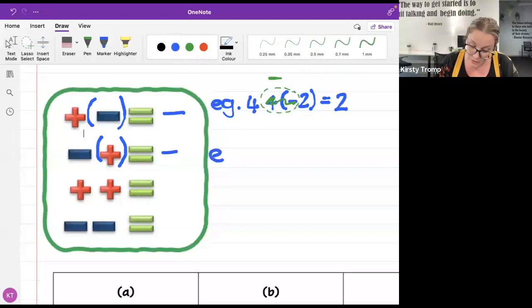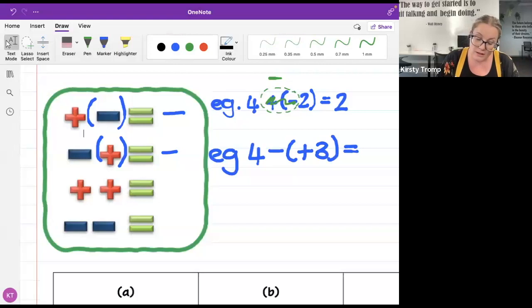So again, for example, if I've got 4 minus positive 3, let's say, equals, well, I take my pencil and draw my circle around the signs because they're right next to each other. I'm seeing a negative sign and a positive sign next to each other, so I'm going to cross them out, and I'm going to be left with a negative. So 4 minus 3 is going to give me 1.